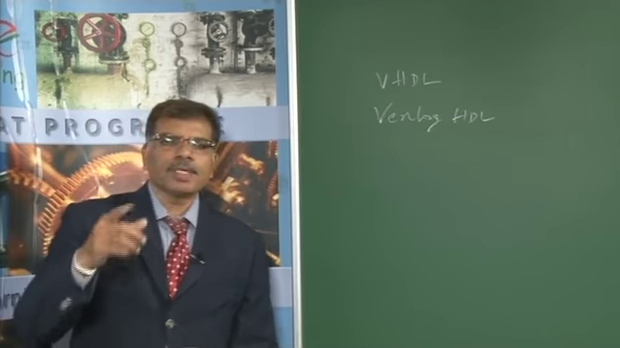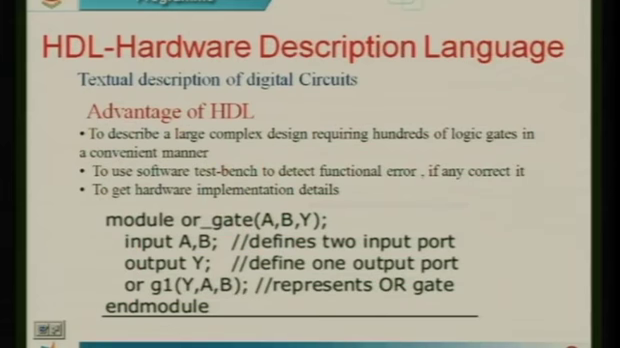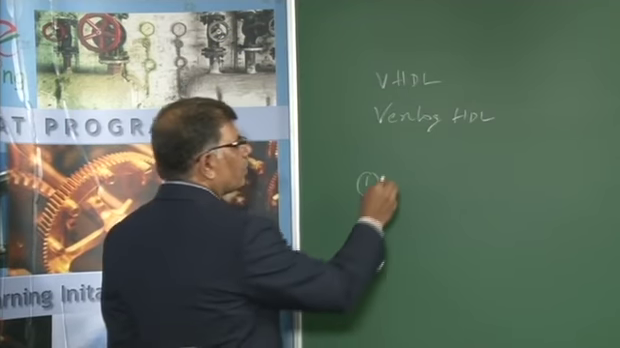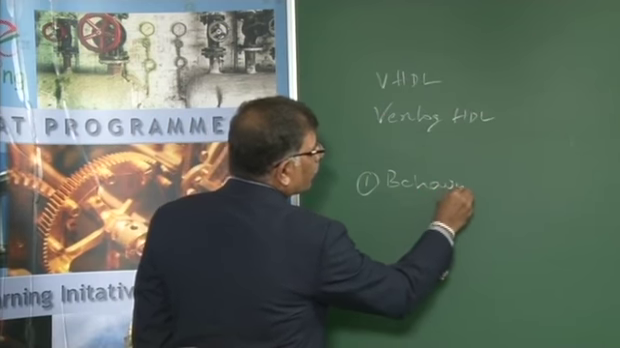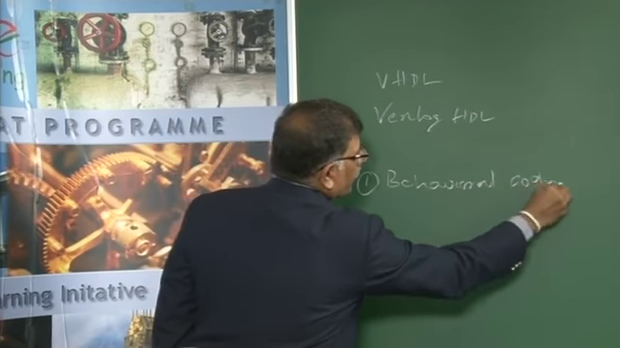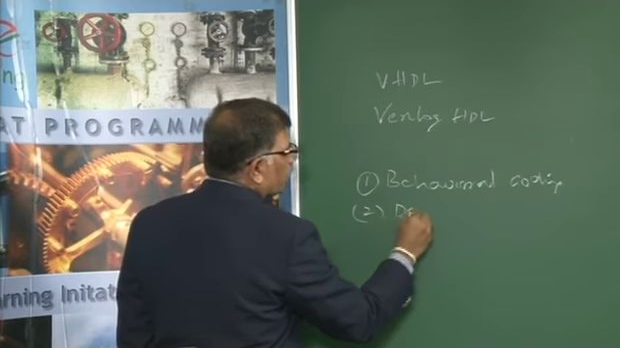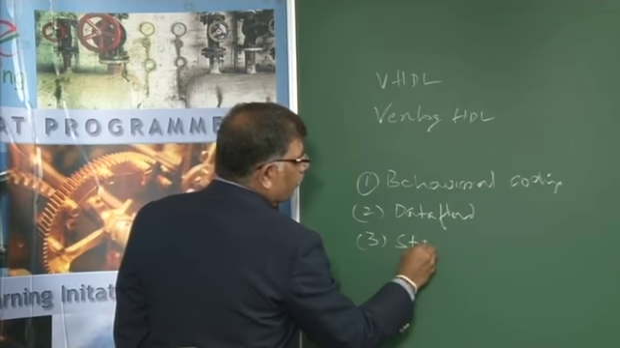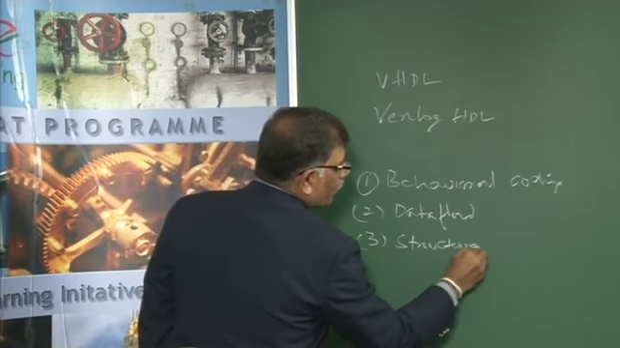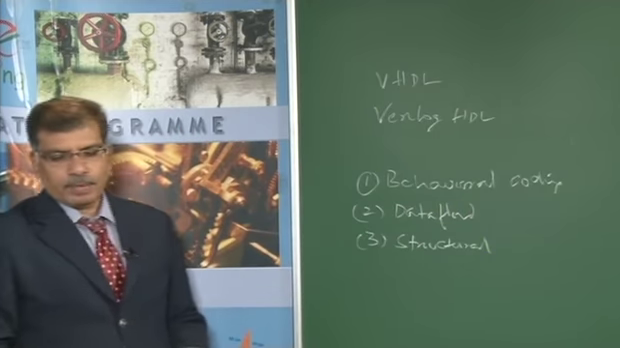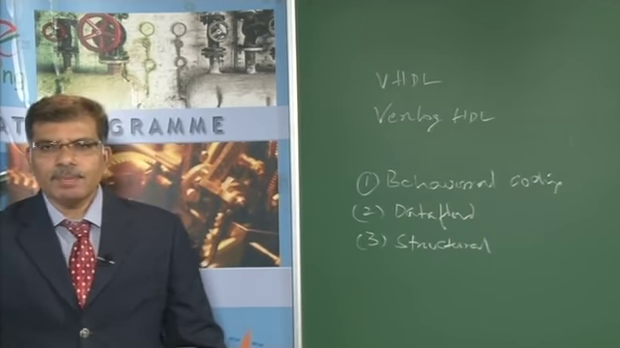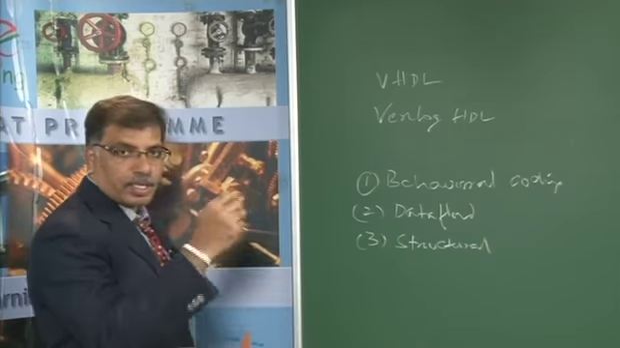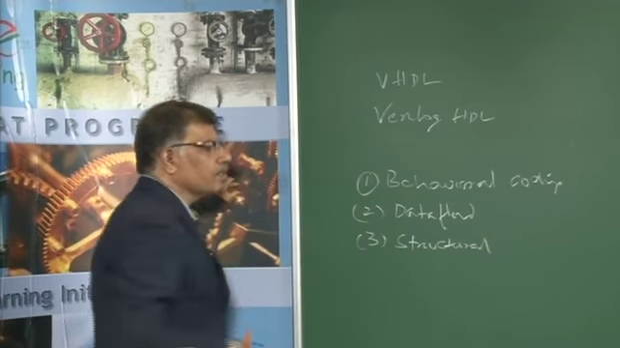Another advantage of the description language HDL is that it supports different levels of description of digital circuitry. Particularly, we have three levels of description or coding style. One is called behavioral coding. The second one is called data flow coding. The third one is called structural coding or component level coding. Depending upon the availability of the information you want to describe in the language, we can utilize any of these types of coding.